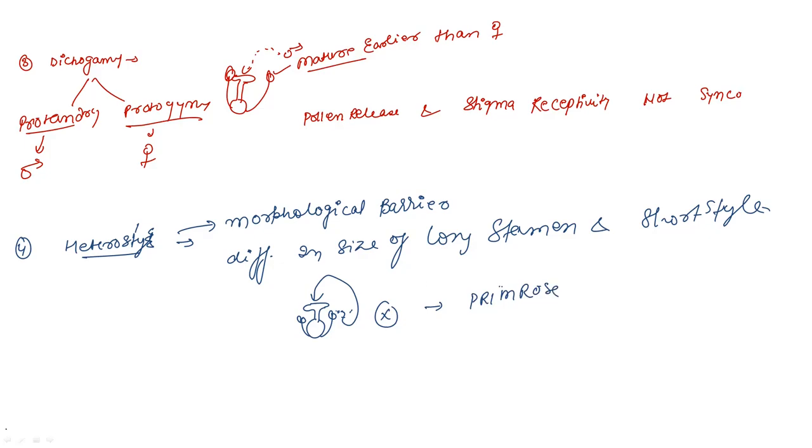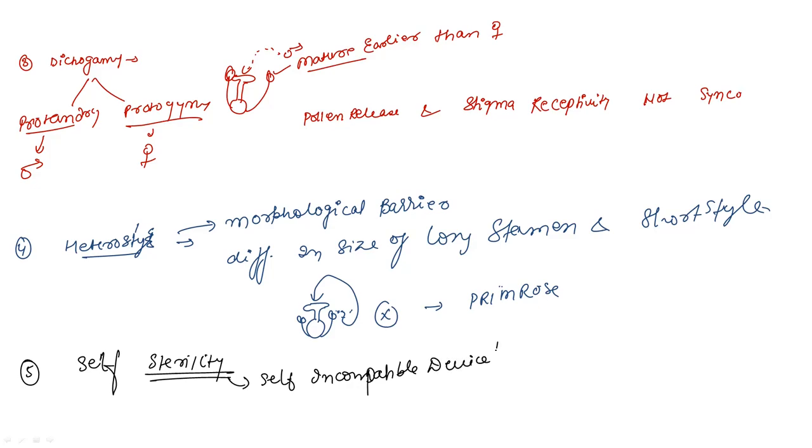And the last, the fifth adaptation for cross pollination is self sterility. I mean, it is being shown by the plant itself. Self sterility is basically what? A self incompatible device, or you can simply say outbreeding devices.